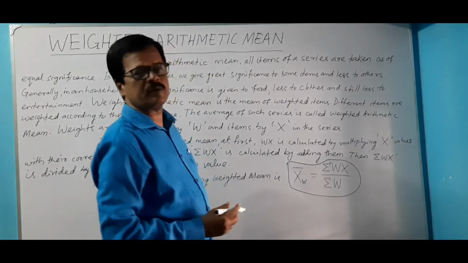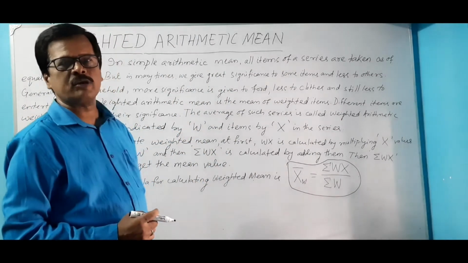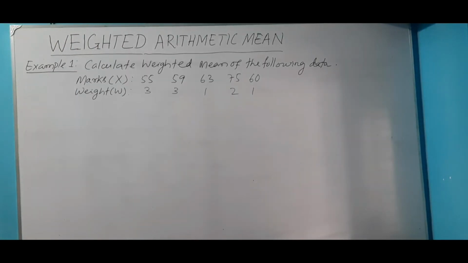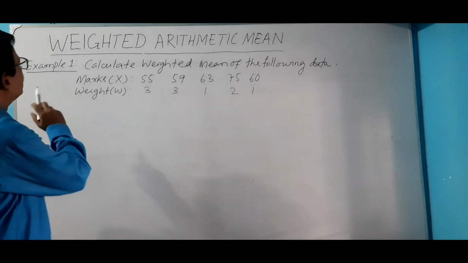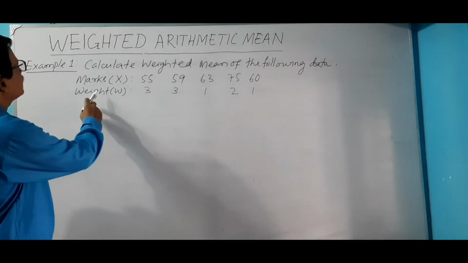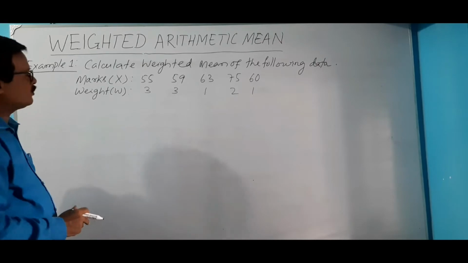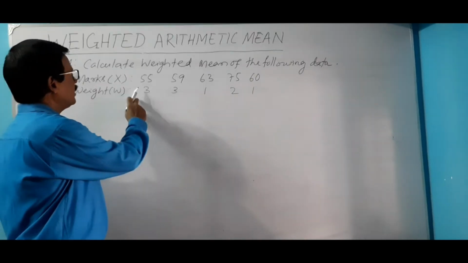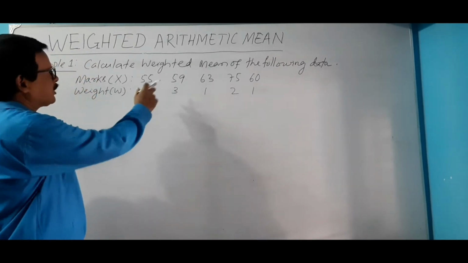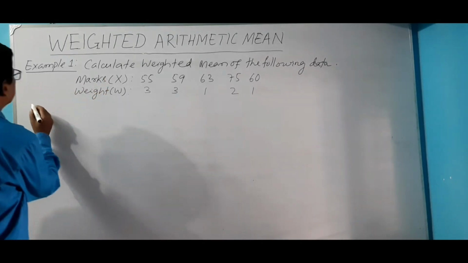Now let us solve some examples and calculate the weighted arithmetic mean. Note it down first. An example is given here, mark it. Calculate the weighted mean of the following data. Marks and weights are given. Marks are the X values, and weights are the W values. X values are given as 55, 59, 63, 75 and 60, and their respective weights are given. So how to calculate the weighted arithmetic mean? Solution.